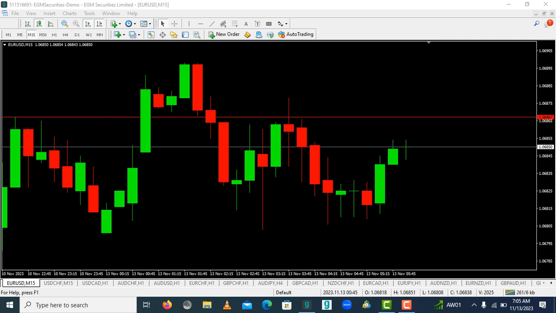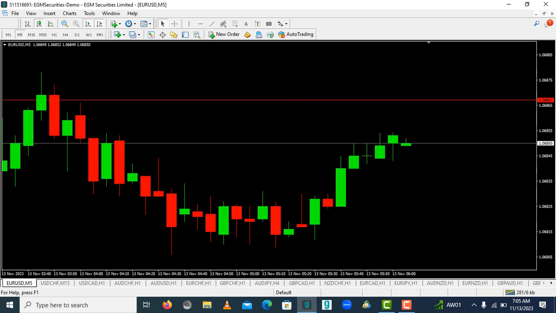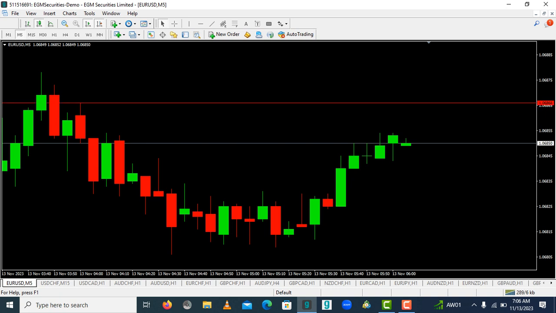When we come to our chart here, this is a Euro USD chart, 15 minutes. We can even go to 5 minutes to illustrate this further. The higher price marked by a red line at this point is what we refer to as the ask price, and the lower price down here marked with gray is what we refer to as the bid price. Now, what does this mean in forex trading?